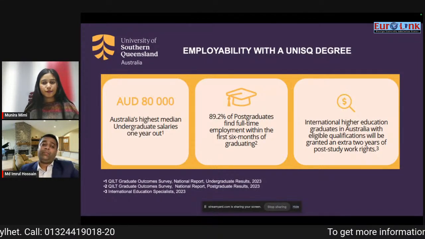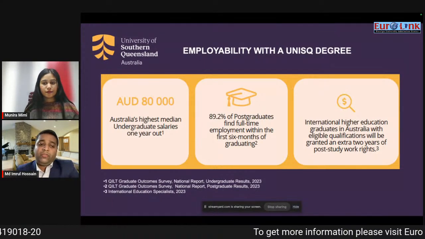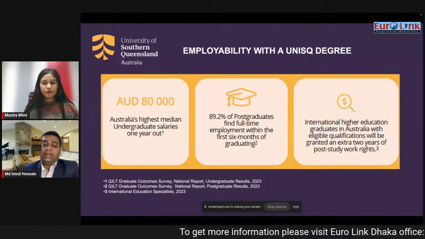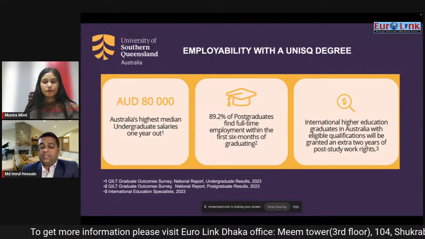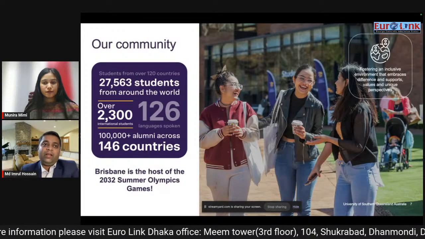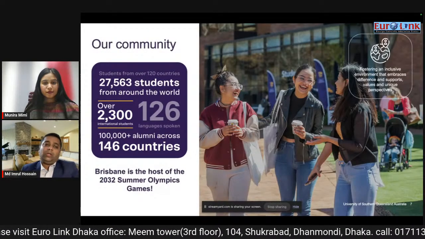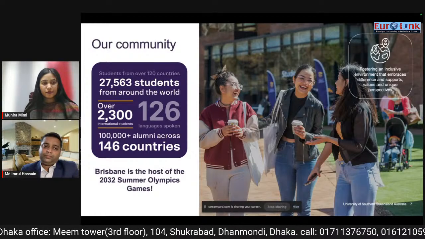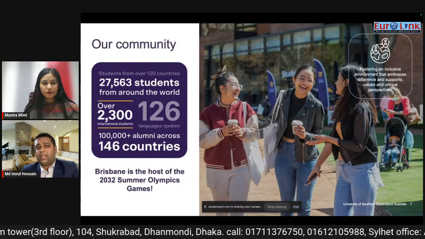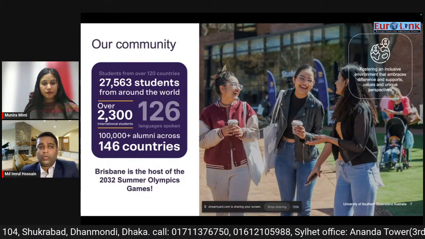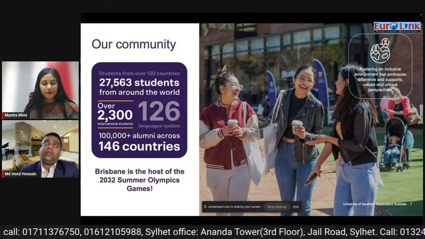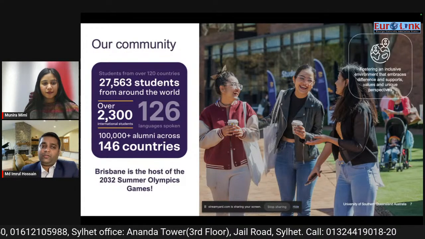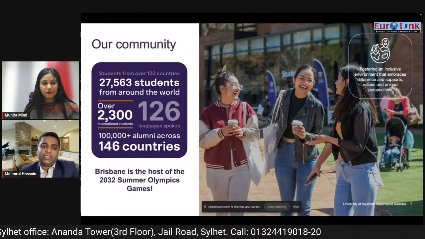This information is coming from QILT, basically a government survey of Australia. As per their survey, this is what the outcomes are. So our community has almost 27,000 students, more than that even, from around the world. We have 10 to 15% international student engagement with the university.